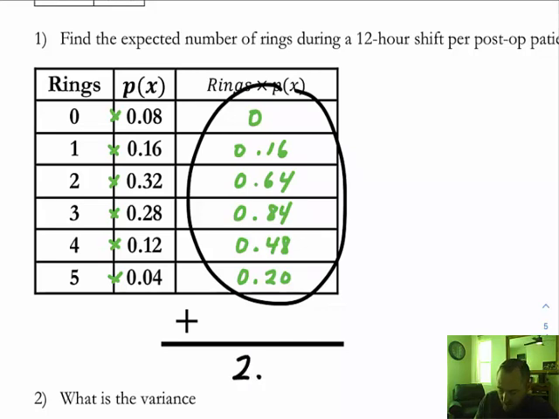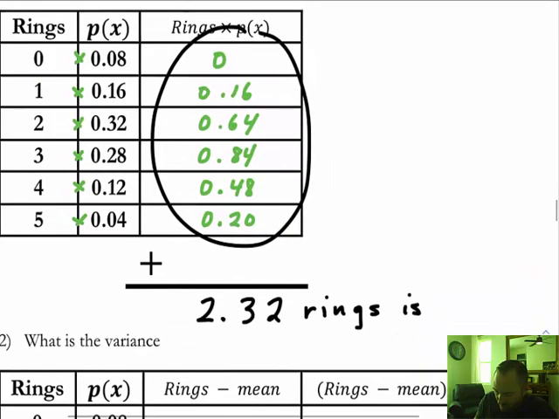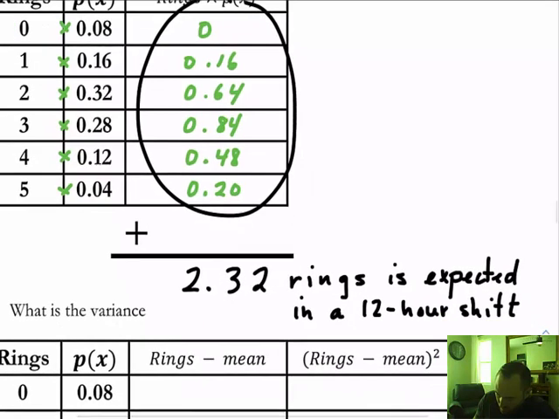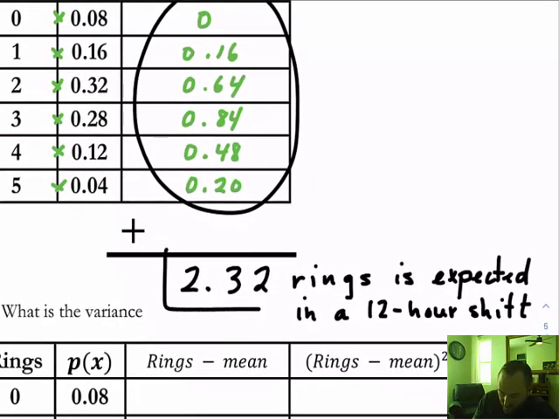So we can expect, in a 12-hour shift, and that's typically for nurses, well, that's a different topic though, 2.32 rings is expected in a 12-hour shift. I get a lot of nursing students, so that's why this is a great problem to use.